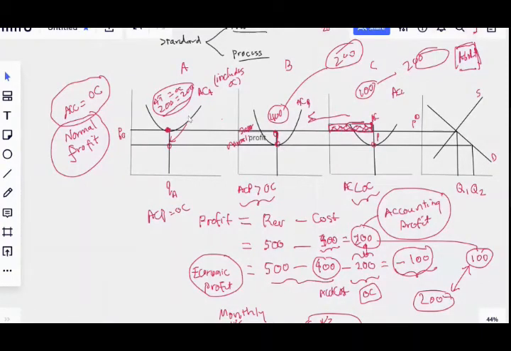This fellow was doing exactly the same. Even though he was earning normal profit, he said, no, I'm going to copy. Whom am I going to copy? I'm going to copy B. So everyone started copying B, and B, who had a supernormal profit, now ends up with normal profit. And not only him, many others enter into the market, and eventually it moves here.